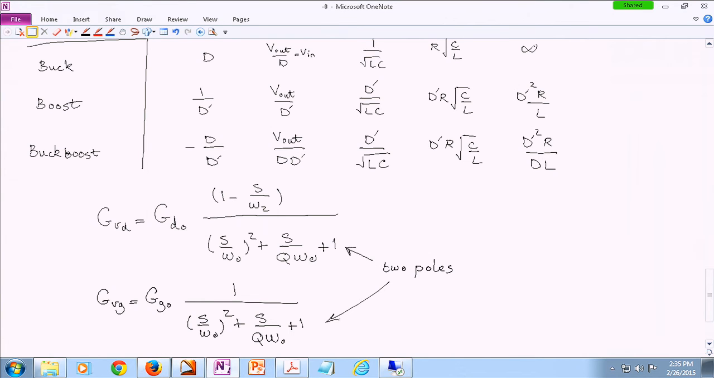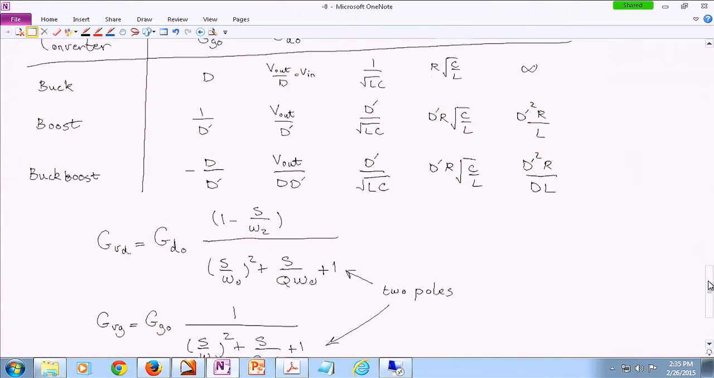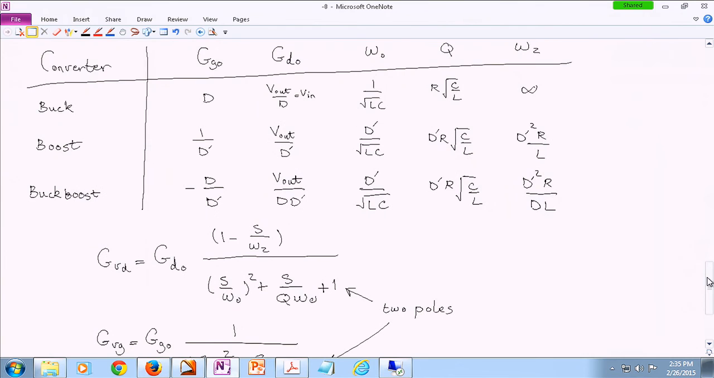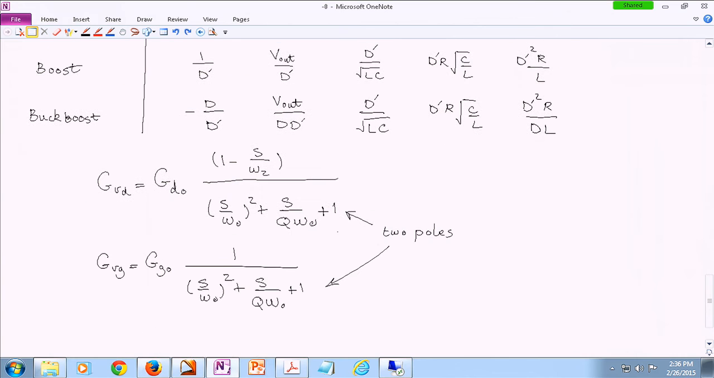GVG does not have any zeros, but GVD has one zero for the boost and the buck boost converter. For the buck converter, that zero is at infinity, or basically it doesn't exist. So for the buck converter, this whole thing is reduced down to 1 for the buck topology. Okay, just remember that.